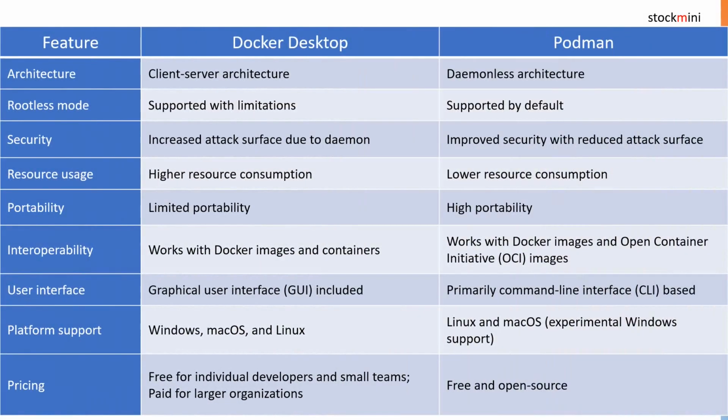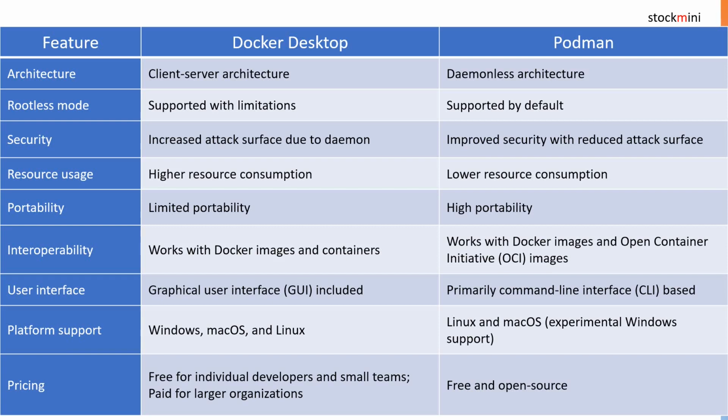Detailed explanation of differences. Architecture. Docker Desktop follows a client-server architecture, utilizing a Docker daemon to manage container operations. In contrast, Podman adopts a daemonless architecture, eliminating the need for a central server and thereby enhancing operational efficiency.